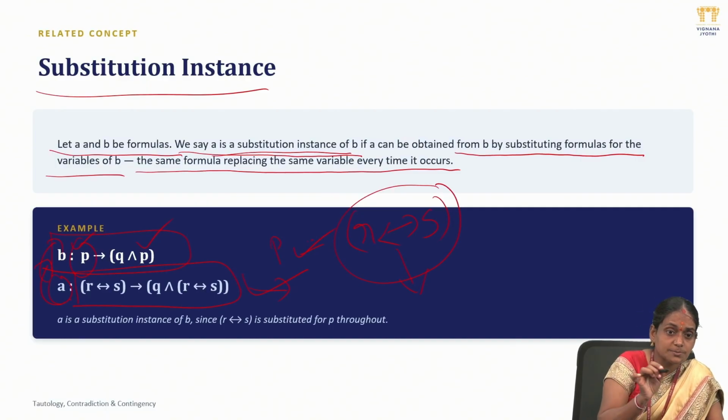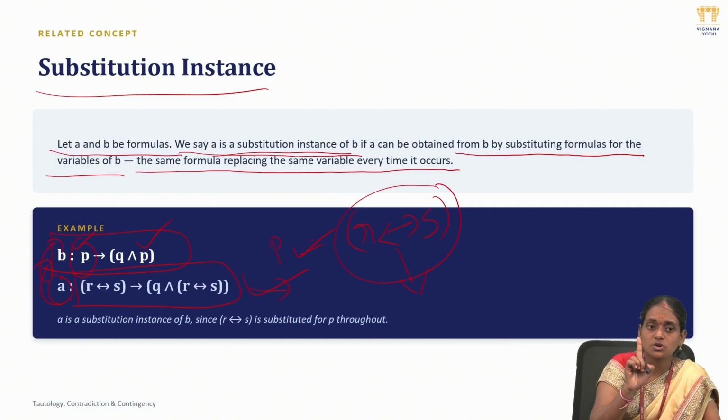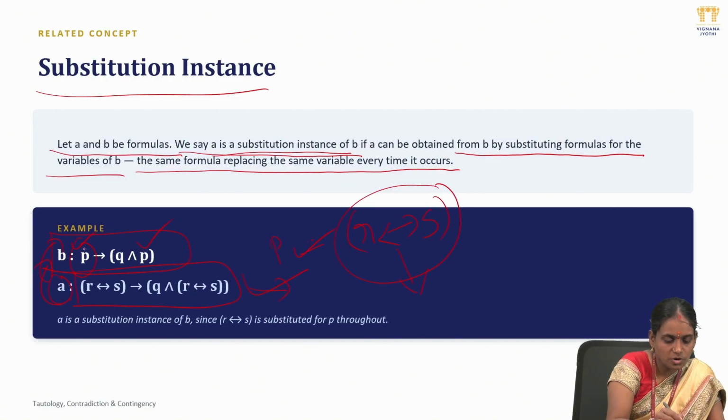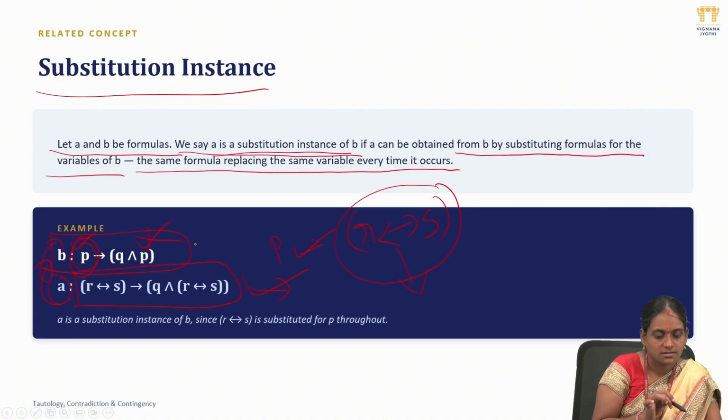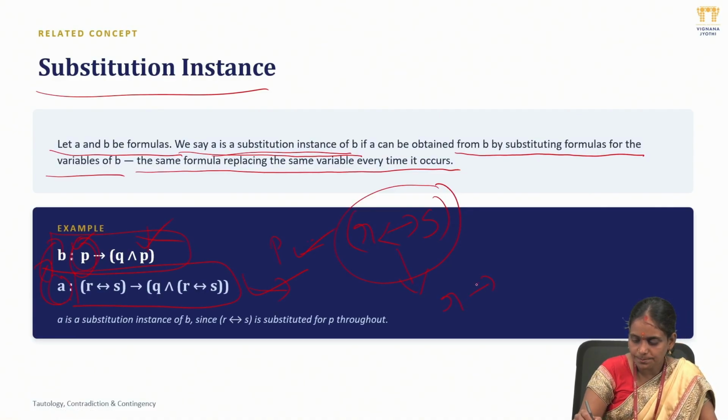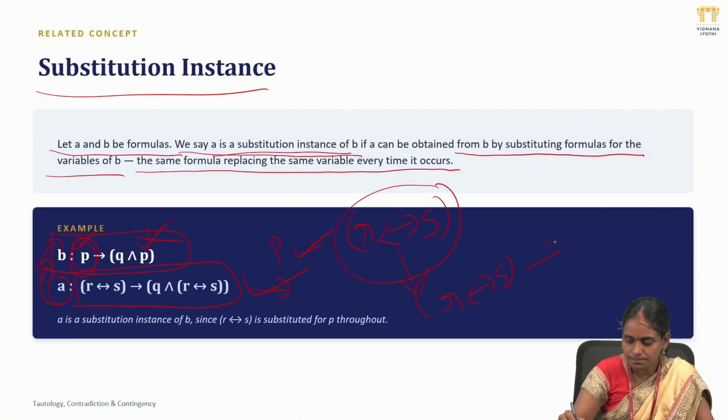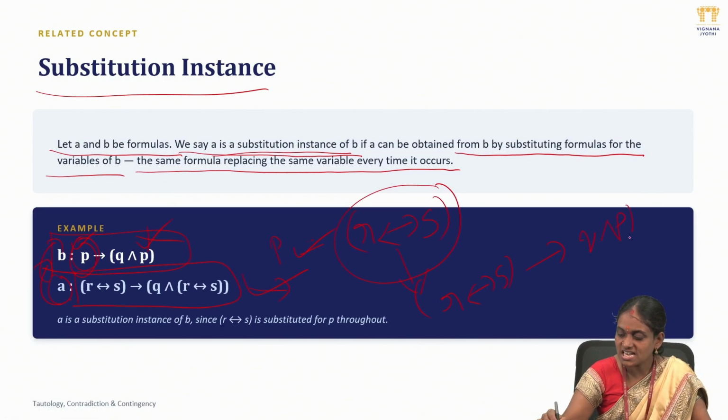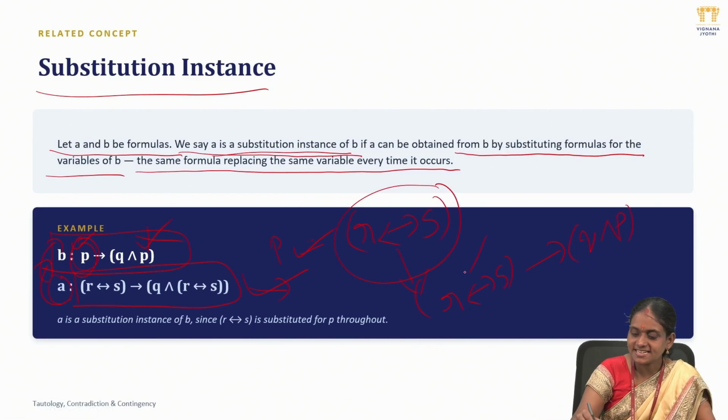And you are going to substitute that formula at every occurrence. You should not consider only one variable. So if I substitute in the left hand side, I am not replacing the right hand side. Suppose R conditional S implies Q implies P. If I write like this, it is not a substitution instance because only the left hand side is replaced, but we have not replaced the right hand side.